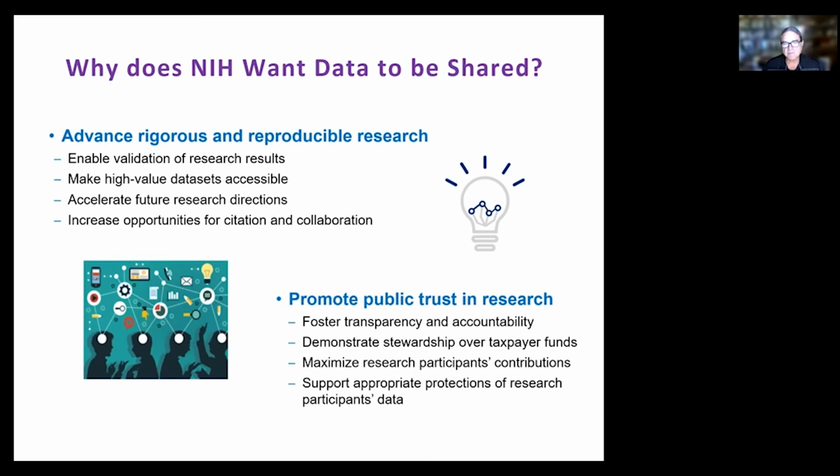So also from an academic perspective, more opportunities for citation and collaboration by having shared databases. We also need to promote the public trust in research. In recent years, I think there's been a pushback against science and public health in some sectors, but we should try to build more public trust and have more transparency and accountability. Certainly, we spend a lot of taxpayer dollars through the NIH on research and data collection. We should maximize research participants' contributions.